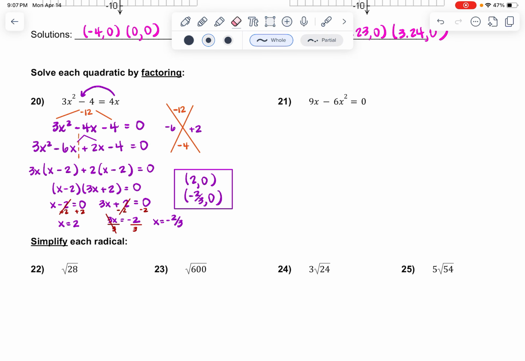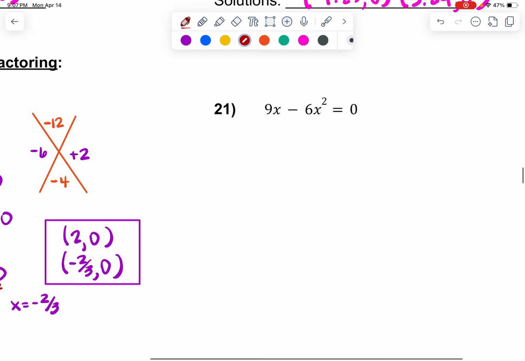All right, number 21, we want you to solve by factoring on this one. A couple of things to notice. Number 1, it's not in standard form. So I'm definitely going to flip it around. The x squared should be written first, and then the positive 9x should be written second. Clearly, there's no c value, which makes this a binomial.